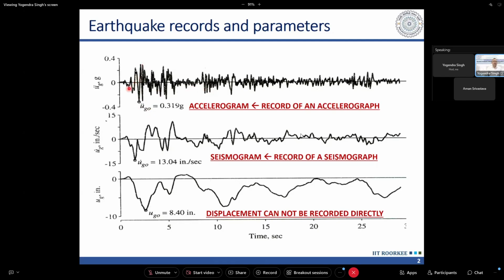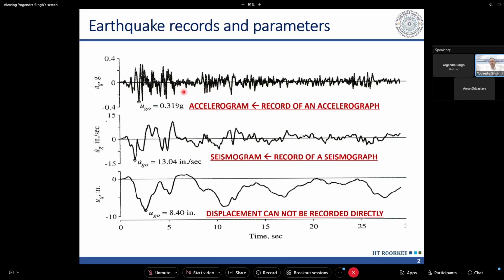Here you see one peculiar characteristic of earthquake which makes it different from all other types of loading, that it is crossing the zero line. It is reversing its direction in a fraction of a second. This total duration is roughly 30 seconds. This is the El Centro earthquake recorded for 30 seconds. And what you see is that within a second, it is changing its direction several times. This is a very important characteristic of earthquake, which we make use of.